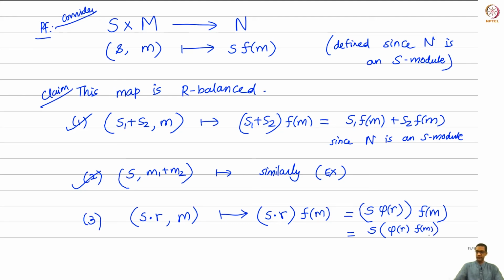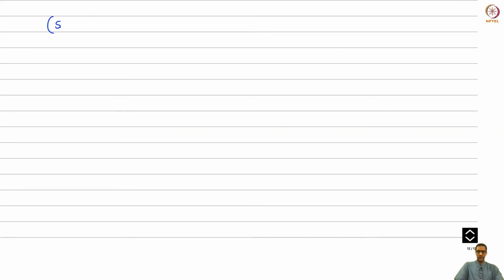Let's do the other side, which is (S, Rm). What does this map to under this map? By definition again this is S acting on F of Rm. Now what is F of Rm? What we said is that F is R linear, so we can pull the R out, that's what it means. So this is S acting on R acting on Fm.